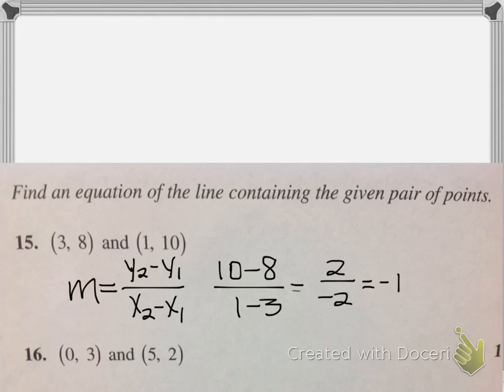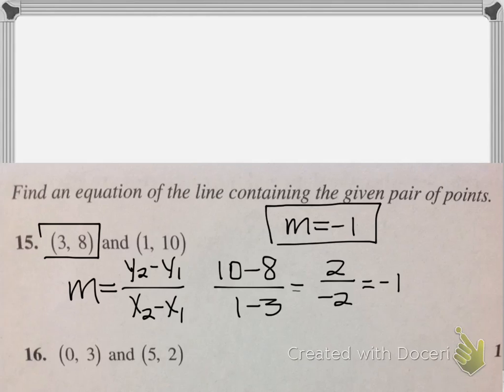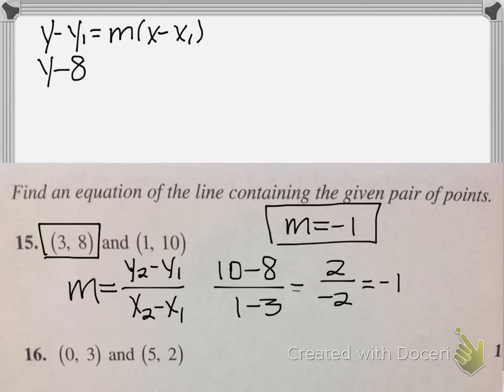So now I have 3 pieces of information. I have 2 points, and now I have a slope of negative 1. So I'm going to use my slope, and I'm going to pick one of my points. It doesn't matter which one. And I'm going to go through the same process I went through a minute ago. I'm going to use my point slope form. So y minus 8, times my slope, x minus my x coordinate.